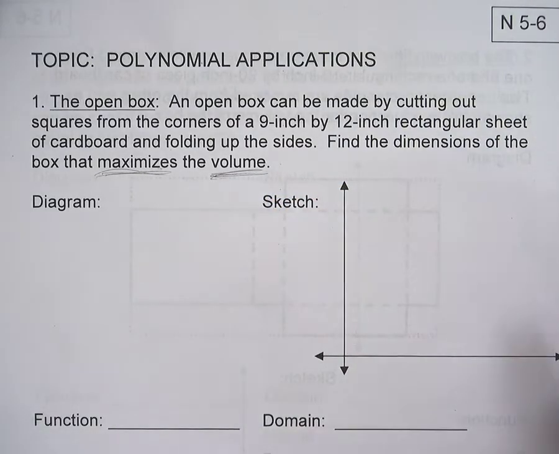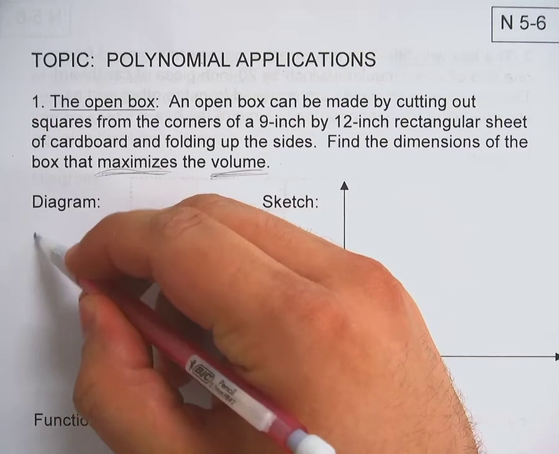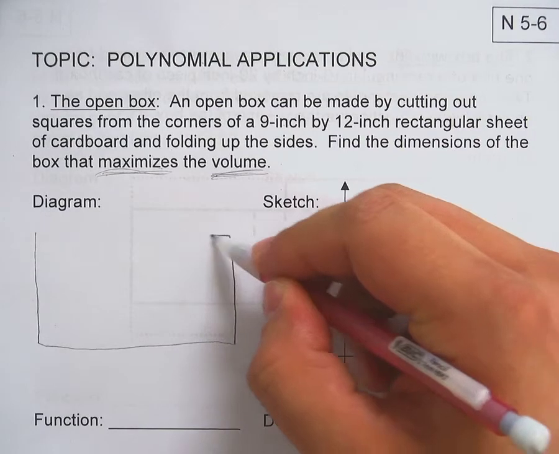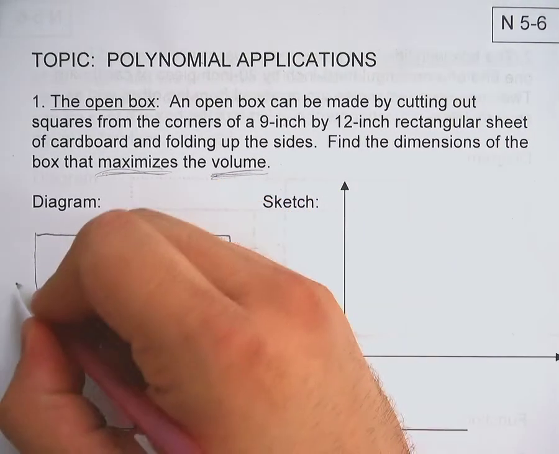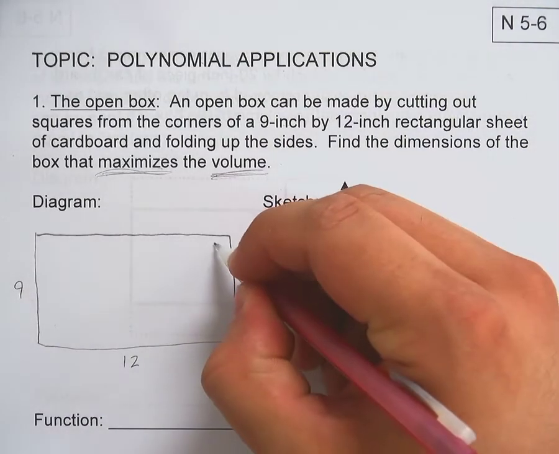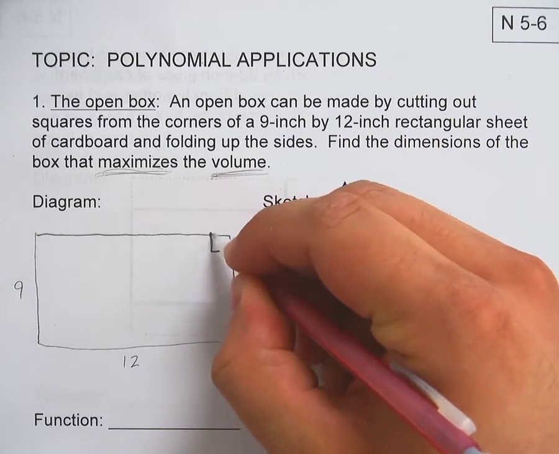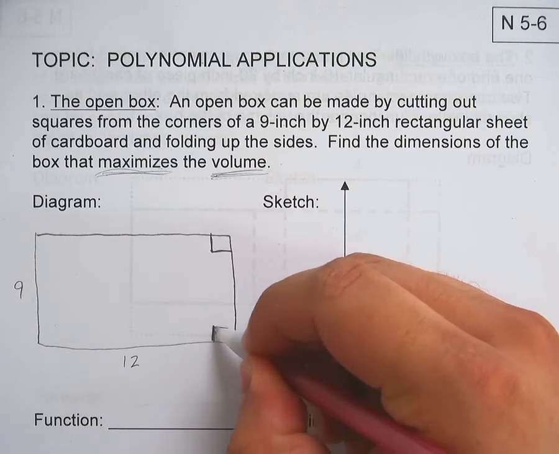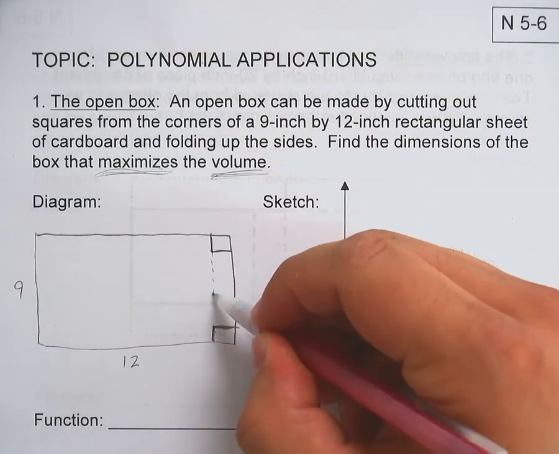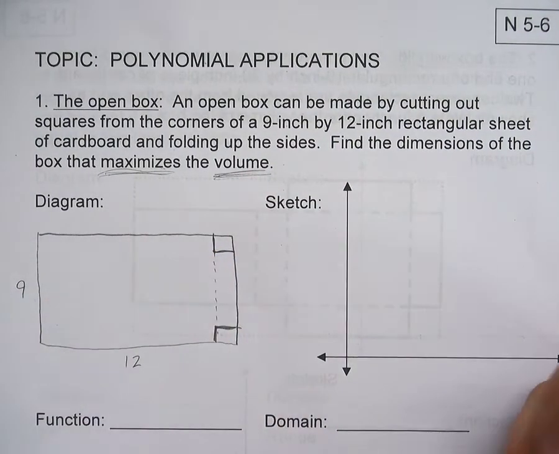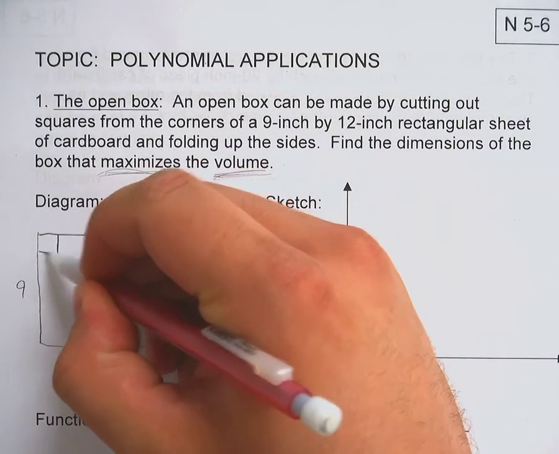And the volume. So let's draw a little diagram real quick of what we're talking about. I've got a sheet of cardboard that is 9 by 12, and it says that an open box can be made by cutting out squares from the corner. Here's what they're talking about. If I cut out this square and then cut out a square down here, I can fold it along this line, and this is now the wall of the box when it folds up. So that's kind of what they're doing here. Let's go through and finish this out.